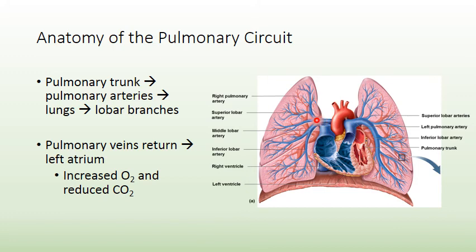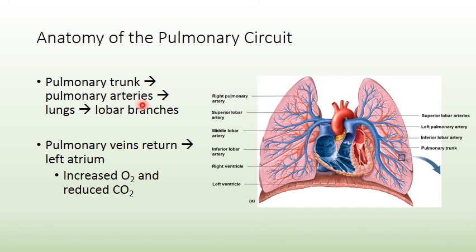We can follow that this is going to branch into 3 different branches. Each of those branches is going to serve a different lobe. So we have our superior lobar artery, our middle lobar artery, and then our inferior lobar artery down here. And then we continue to split into additional lobar branches.